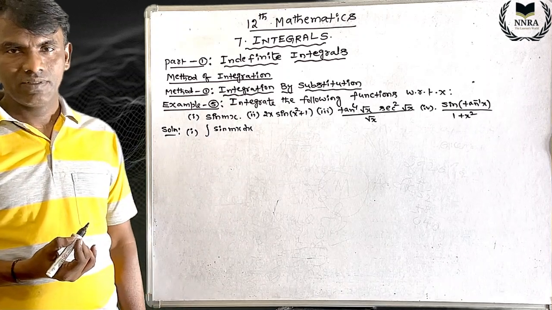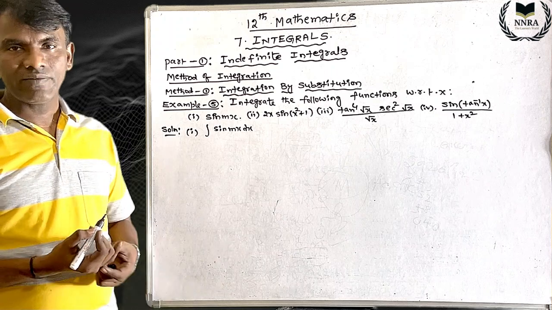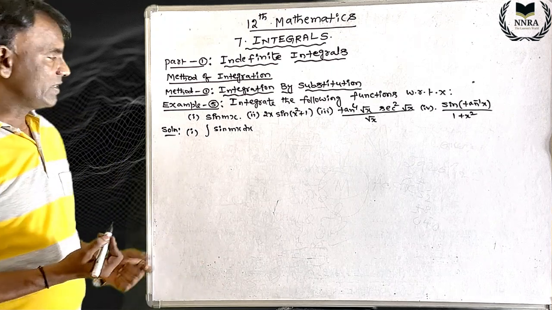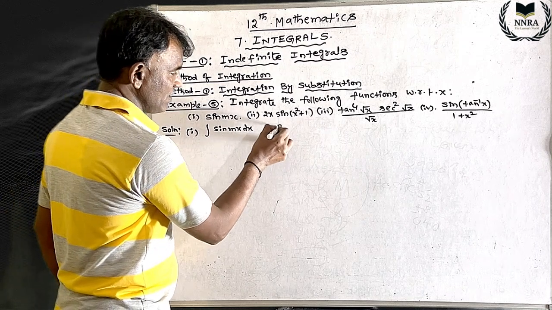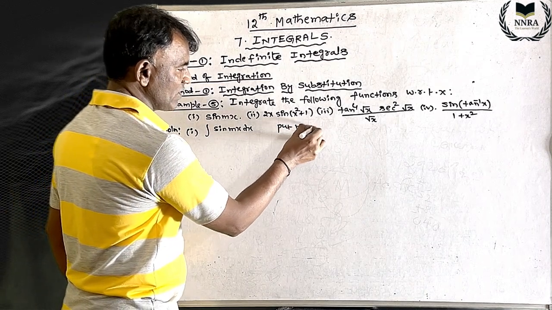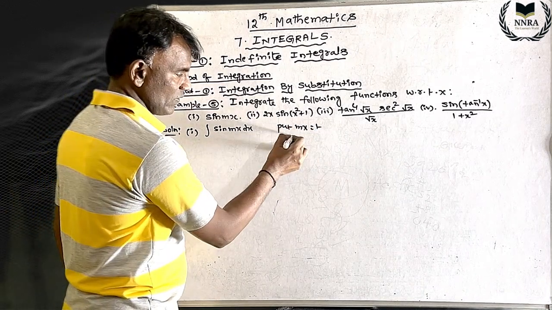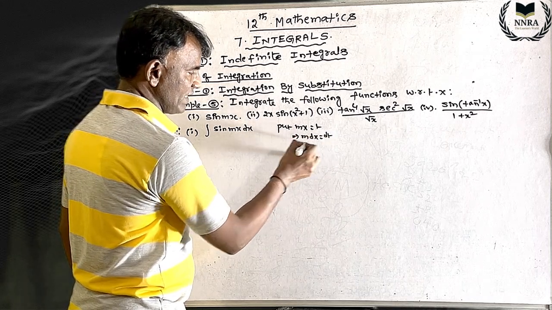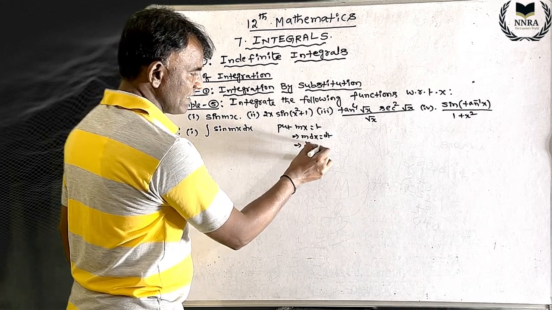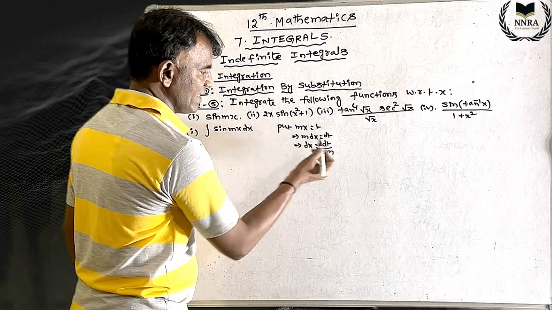Suppose you don't know that formula, then also no problem. Just use the substitution method. Substitution method means mx is there, right? So write here mx equal to t. Now m into dx equal to dt. Now dx equal to dt divided by m.